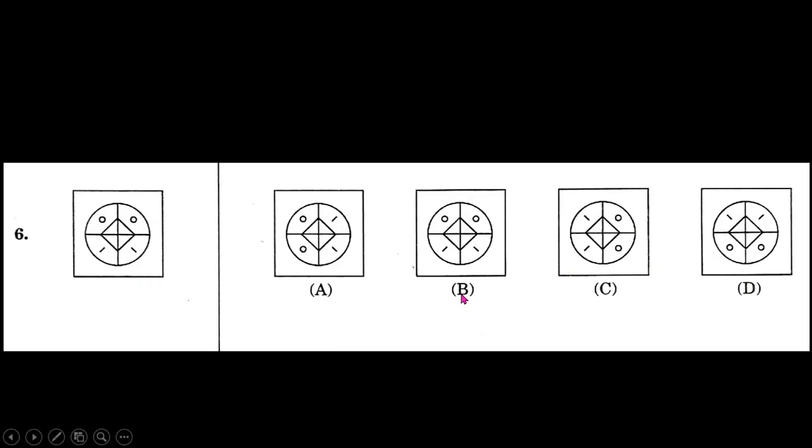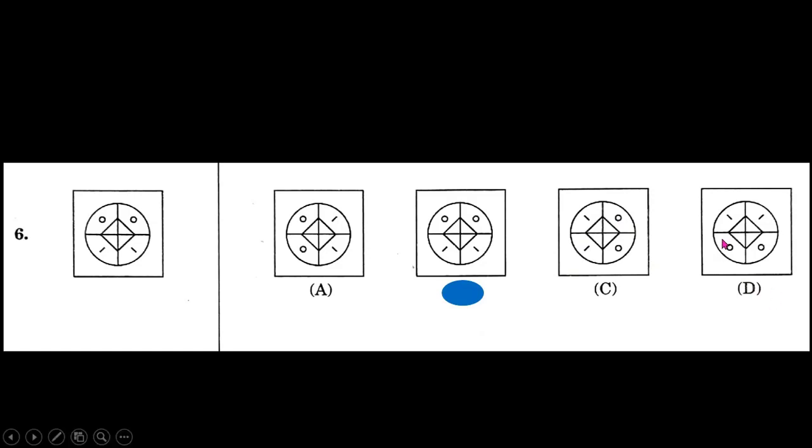Therefore, answer figure B is the correct answer for this question. So we will mark option B as the correct answer. And if you look at option C, in the upper half of the circle we have a short line and a small circle. It doesn't match with the question figure.